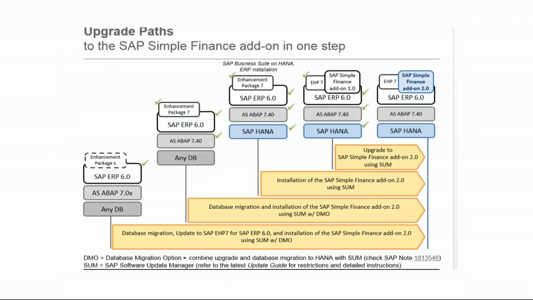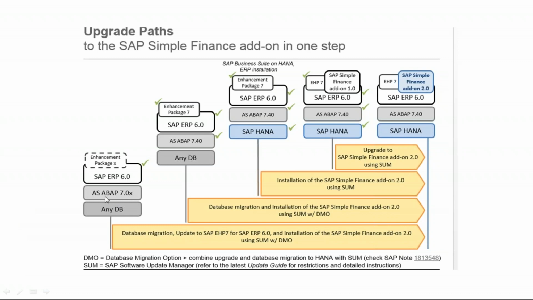Whenever you start your upgrade path, first you have to go to the HANA database. Once you are on the HANA database, then we do the S4HANA Finance migration. So the prerequisite is that you should be on the HANA database. To go to the HANA database, you should be on EHP 7. Otherwise, during the migration to the HANA database, you have to update to EHP 7, and only then can you migrate to the HANA database. That is what we are seeing on the screen.